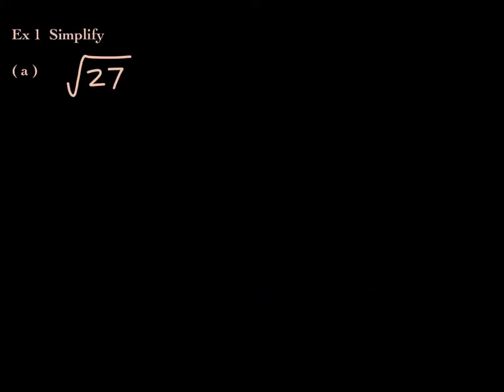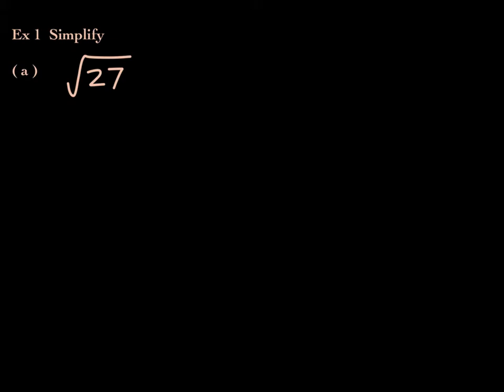All right, everybody, with the product rule now in tow, let us start simplifying some radical expressions. Now, the square root of 27, 27 is not a perfect square. So this is going to be irrational. Whenever you have a radicand that is not a perfect power of the index, in this case, 27 is not a perfect square, then this is an irrational number.